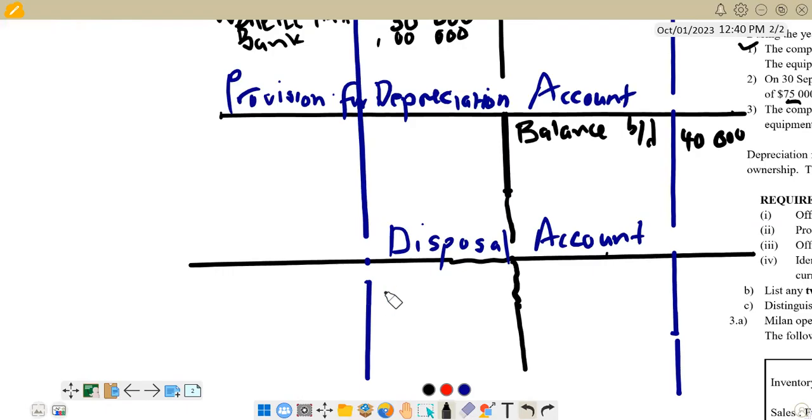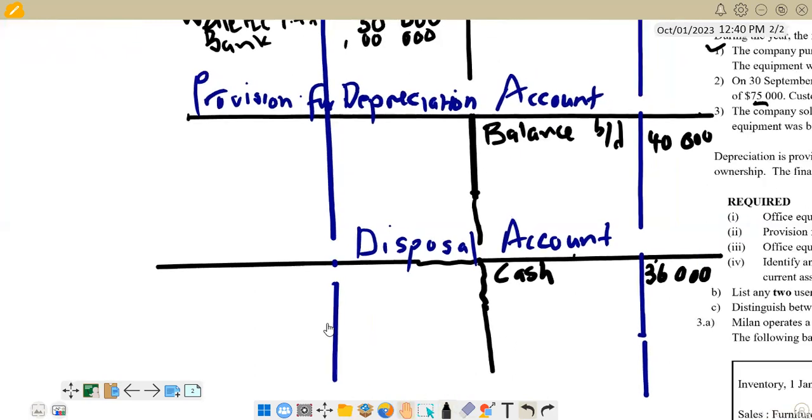Sorry, we are debiting cash and crediting disposal. So we go to the credit of the disposal and put cash, and we are told that is 36,000. So we put 36,000 on this side. Right, so we go again and check what we have on the same statement.